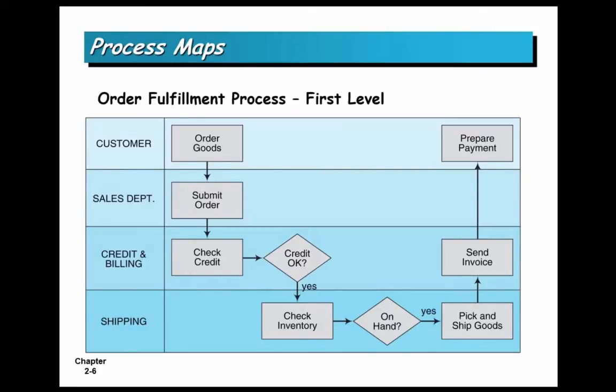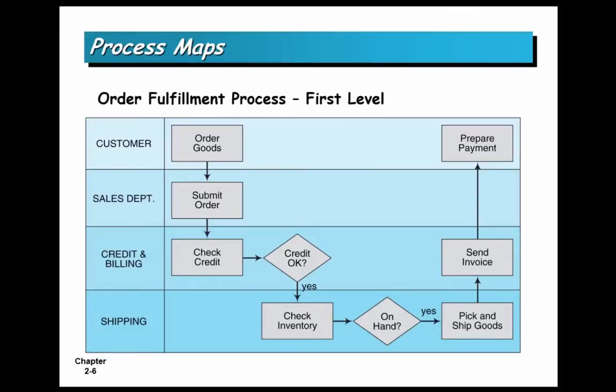Notice along the left-hand side, we have the various user communities involved in the system. You might see this along the top. It doesn't matter. There are six of one, half dozen of the other. So in words, this would say a customer orders some goods. They do that from the sales department. The sales department gets that order and submits it to credit and billing. Credit and billing checks the customer's credit to make sure they're a viable customer.